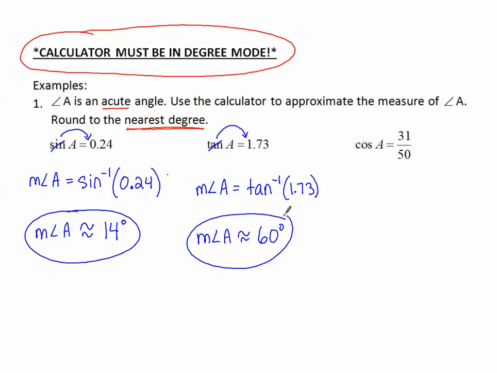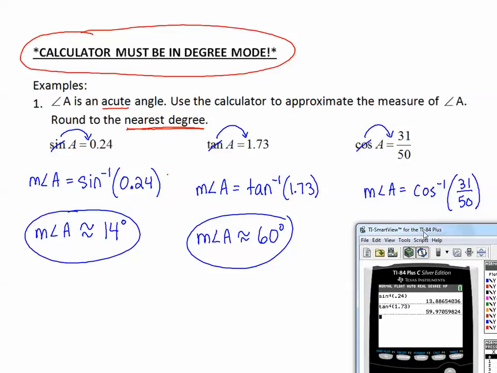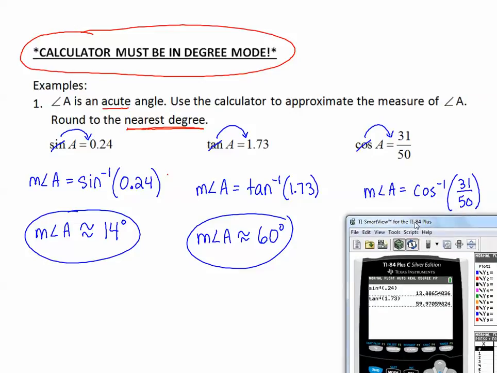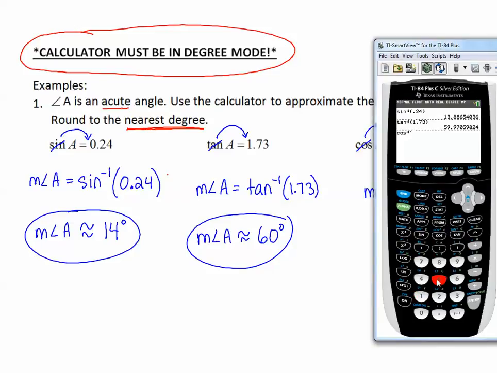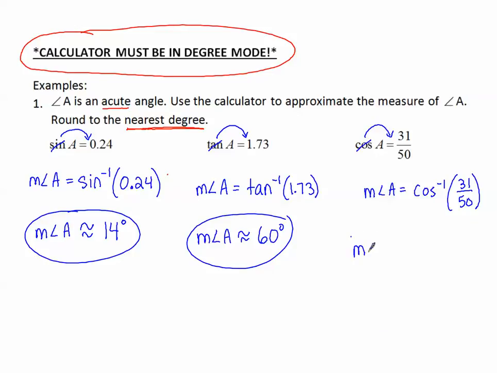Last one. You want to try writing it on your own and come back and see how you did? Measure of angle A equals inverse cosine of 31 over 50. To our calculator, let's move this down so we can see it. Second cosine 31, divided by 50. Close parentheses, enter. 6 makes that a 2, 52 degrees. So the measure of angle A is approximately 52 degrees.